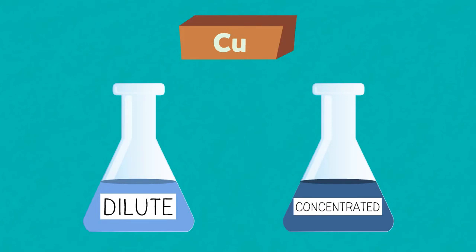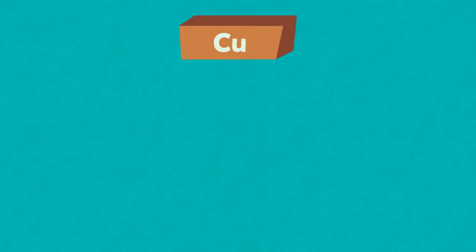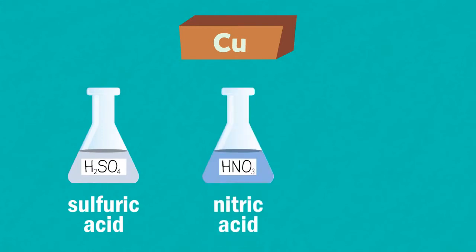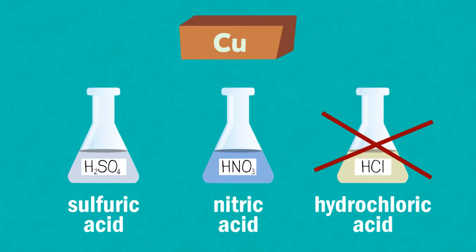The next reaction we're going to consider is how copper reacts with some dilute and concentrated acids. There are a couple of possibilities. They include sulfuric acid and nitric acid, but copper doesn't react with hydrochloric acid.